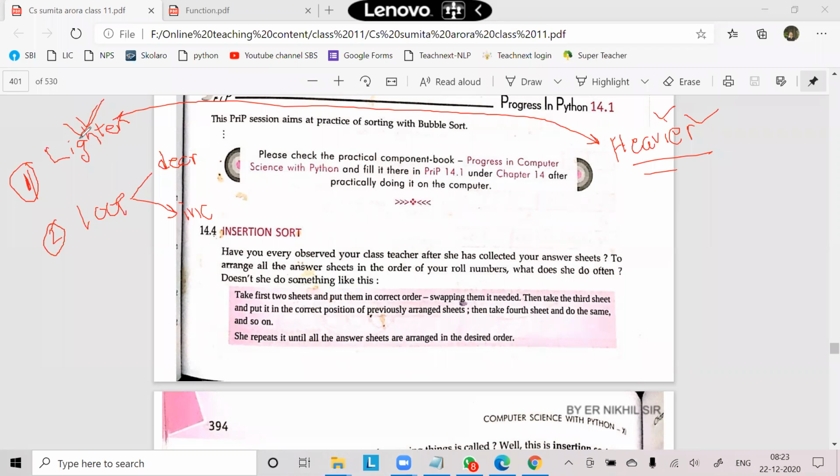Bubble sort works on heavier element settling down, and insertion sort works on the concept of lighter element settling towards the left, or at the top, you can say. And the loop order in bubble sort is seen to be in decreasing order, whereas in insertion sort the loop is in increasing order. Remember, there are two loops; I'm talking about only one loop here, the steps loop only. So this is the basic difference.